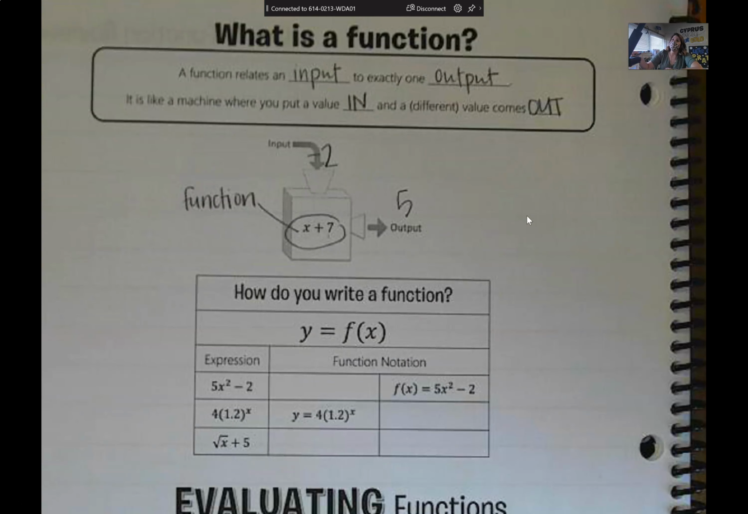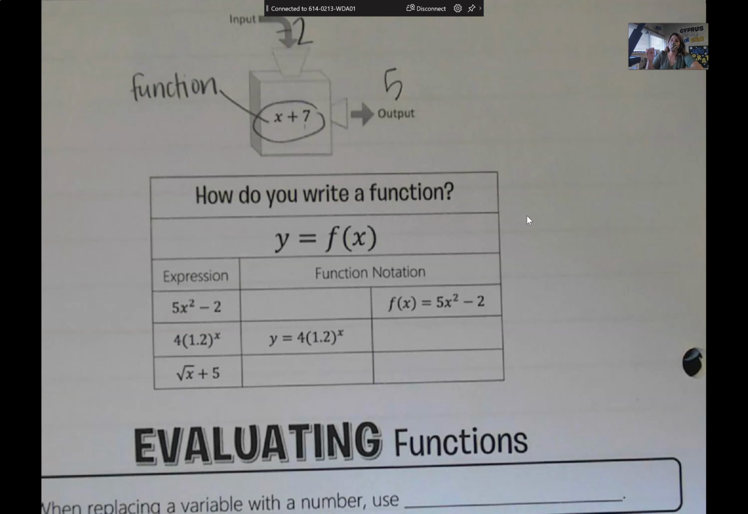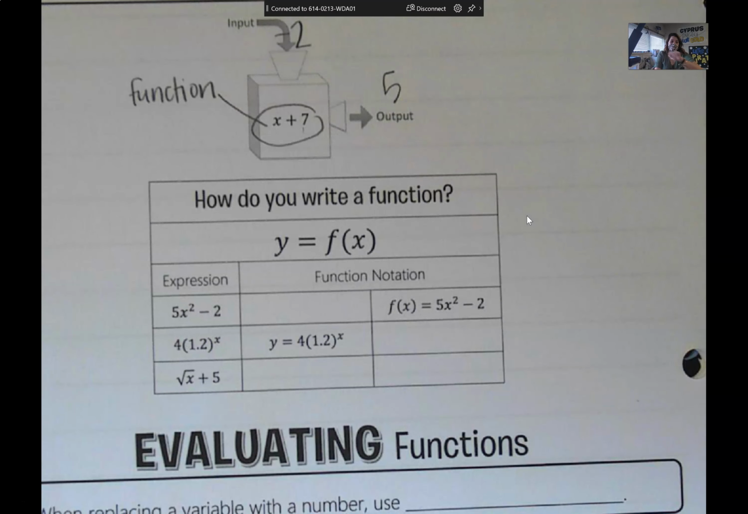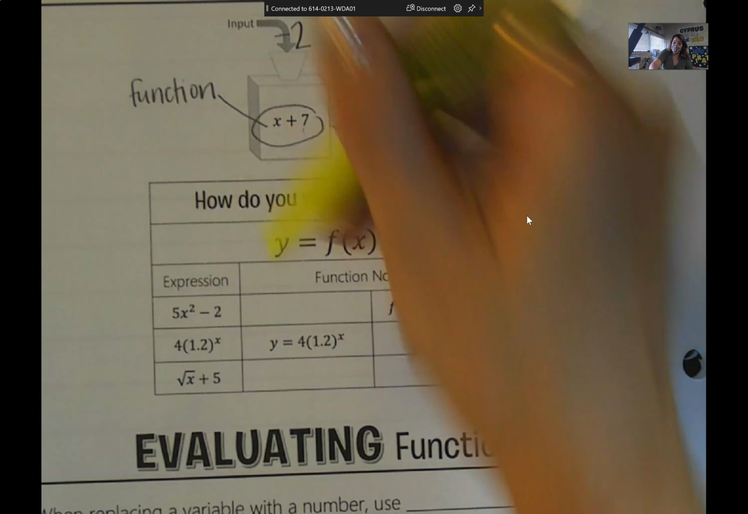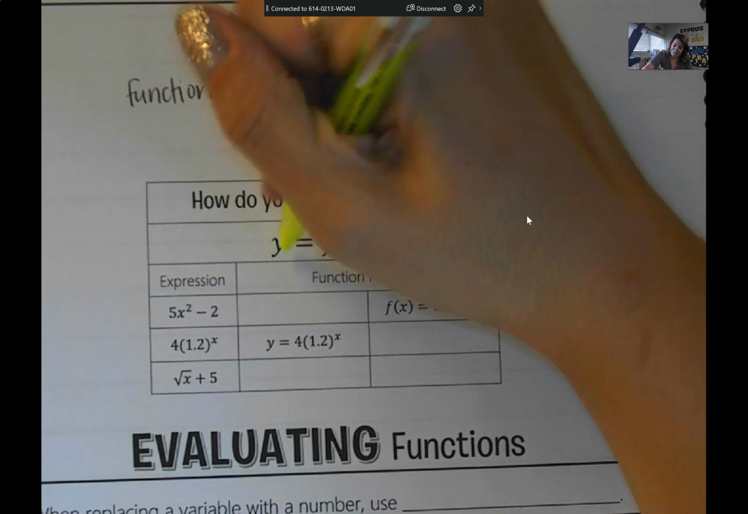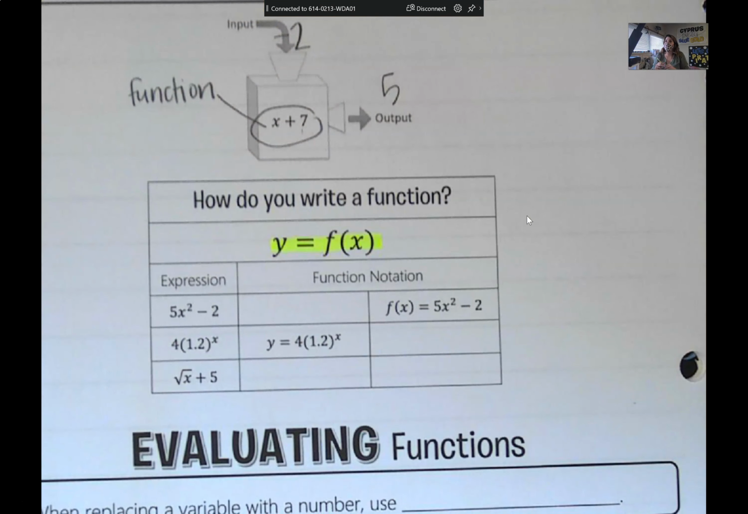Okay, so the next little box is just a reminder of how you write a function. Remember that it can either say y equals or f of x equals. So the f stands for function. Of x means it's a function where you put numbers in for x. It means the same thing as y equals, but it doesn't, for me, make as much sense. It's just a y equals.